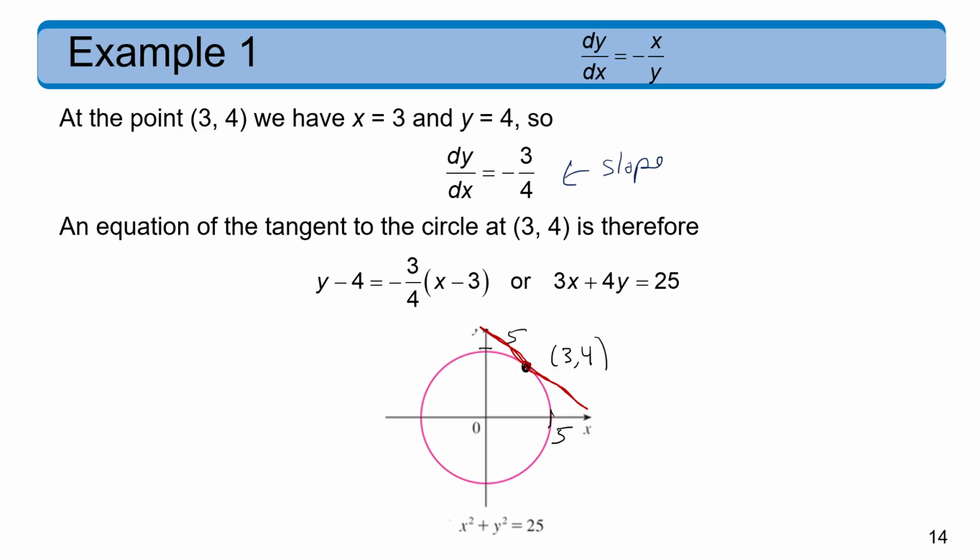To write the equation of any line, you need the slope and a point. Well, the point was given, right? It's the point where it's tangent.